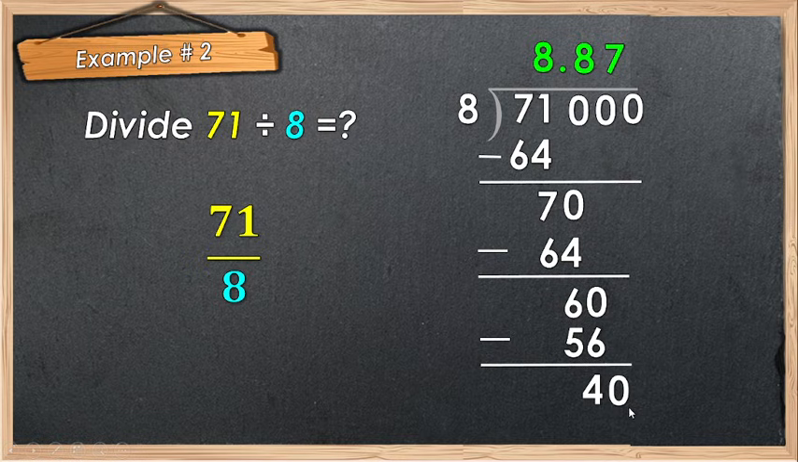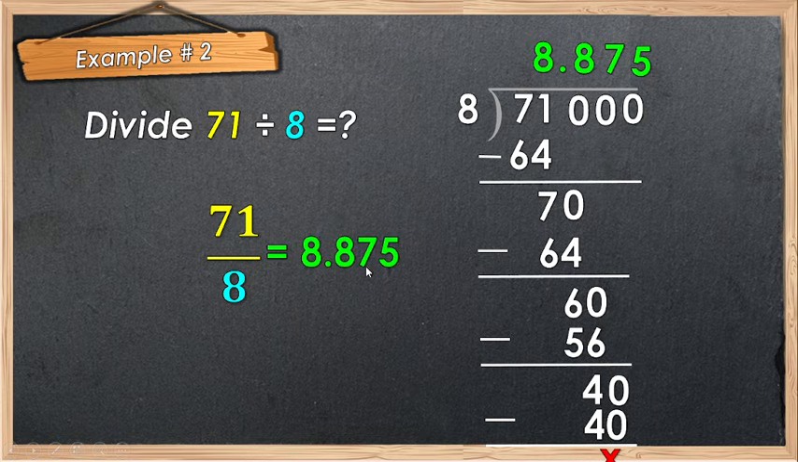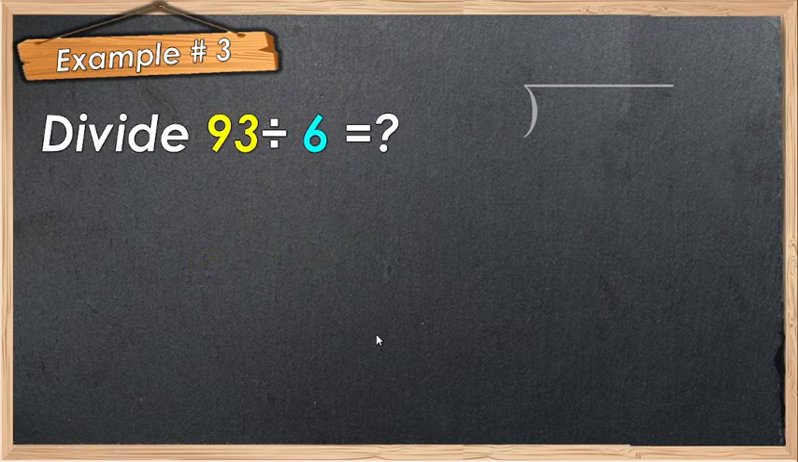Therefore, this would be 40. 40 divided by 8, the answer is 5. And 5 times 8, the answer is 40. Therefore, the difference is 0. Therefore, the answer is 71 divided by 8 is 8 and 875 thousandths. Okay, next, example number 3.